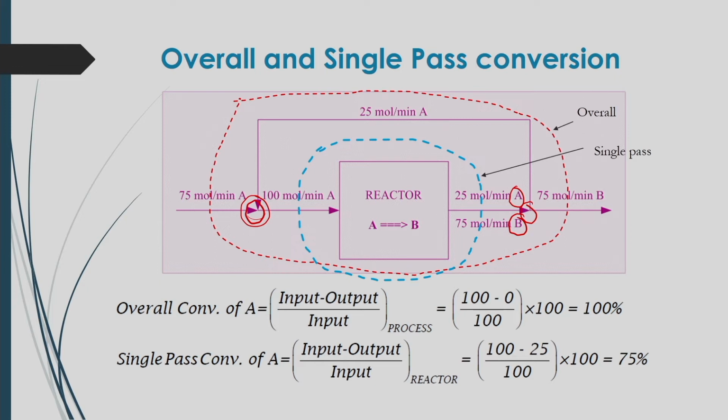Here, one interesting term you have to know is the overall conversion of A. How do you define it? For the overall conversion of A, you have to consider the whole process, including the mixer, reactor and separator. In that case, the overall conversion of A will be represented by the input of A minus the output of A, divided by the input of A.